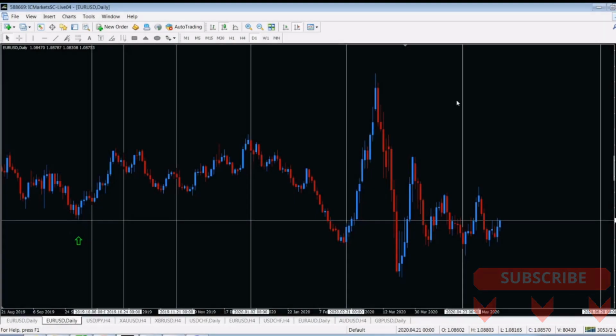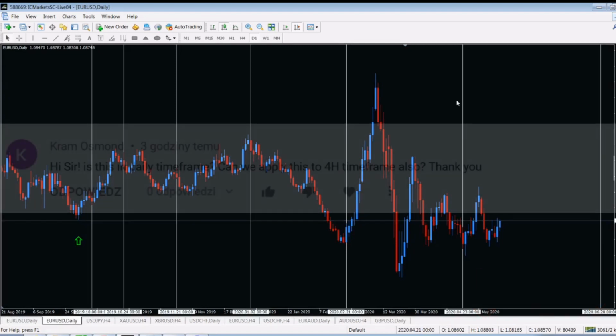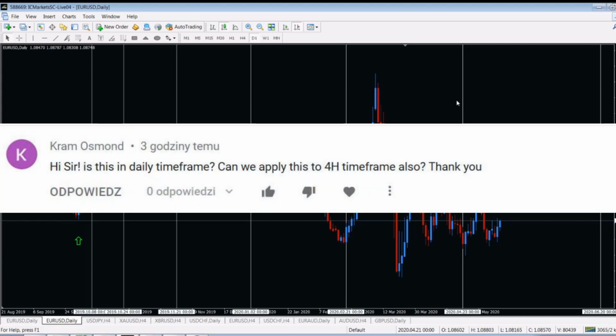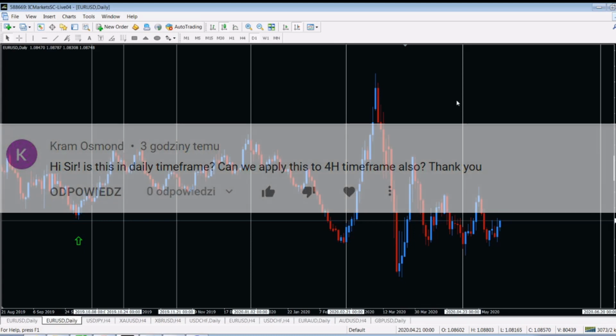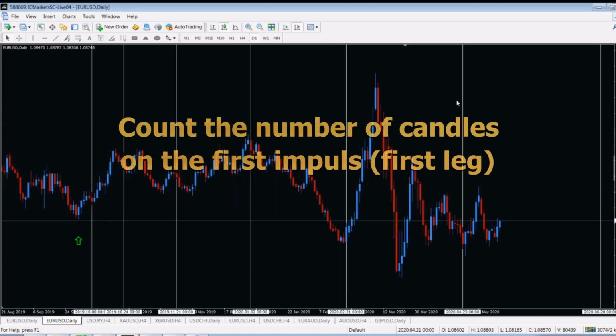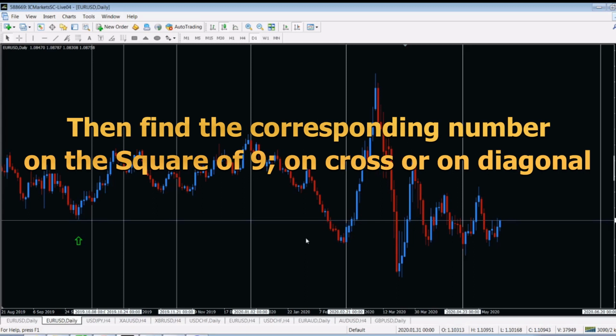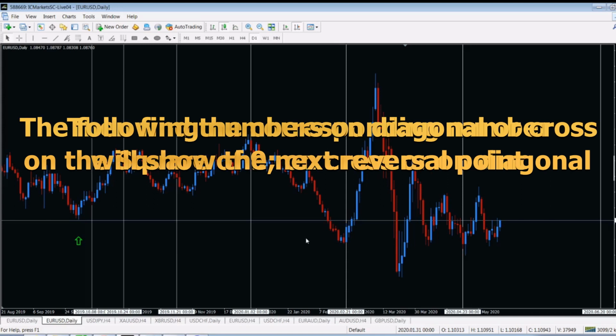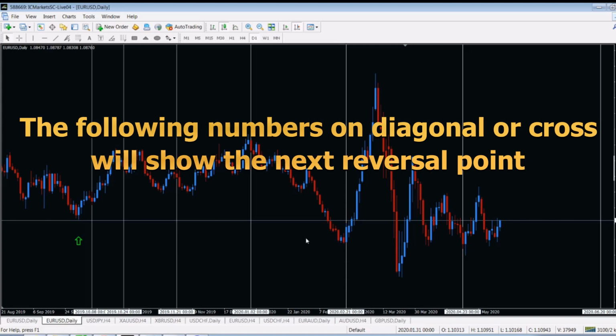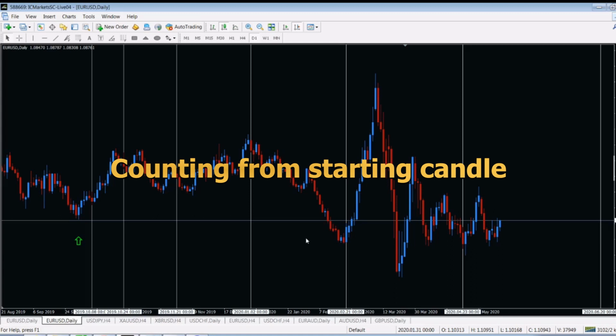First things first. The first question was from Cram Osmond, who was asking whether this method is working on 4-hour charts. Cram, it does on any time frame. The only thing you need to do is spot the first wave. You spot the number of candles from the starting candle. If you watch this video further on, you will see how Juan Francisco, sorry if I pronounce it badly, did it on his chart with EURUSD.